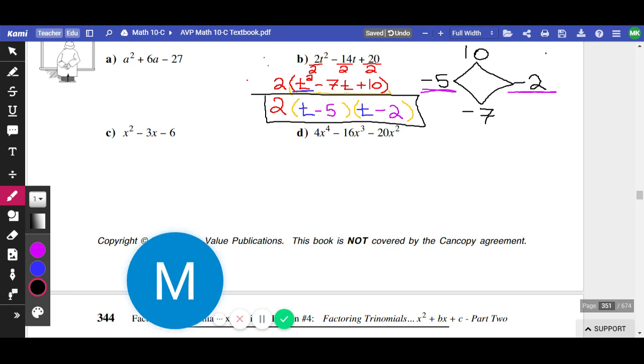Fantastic. D. So if we look at that one, we'll go through that the same way we did the one before. So we need to take out a GCF. The GCF in this case will be 4x squared.